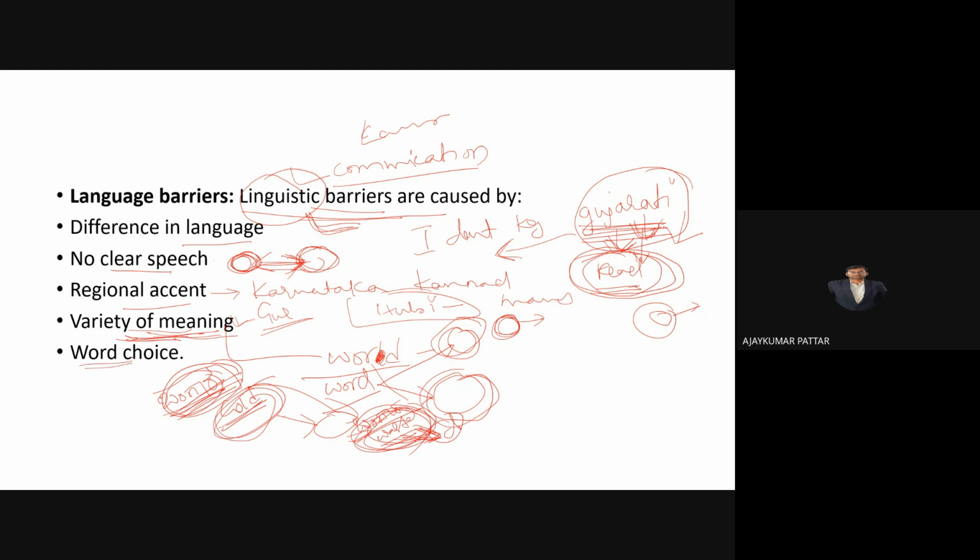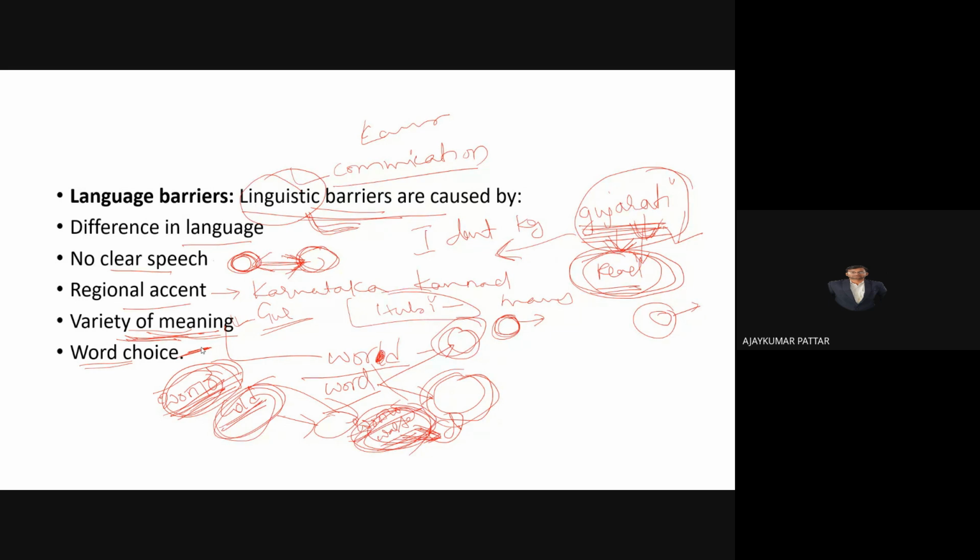And word choice. If we choose an improper word in a different situation, that is also acting as a barrier for communication. For example, in any situation, if I am using a word that is not suitable, that is not giving the proper information in that situation, then it acts as a barrier. That is called language barrier.